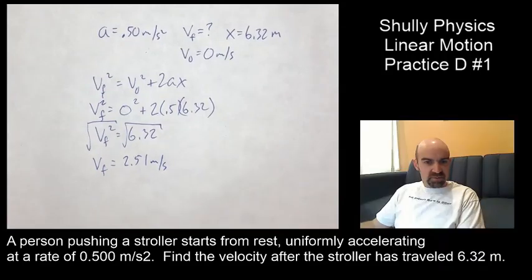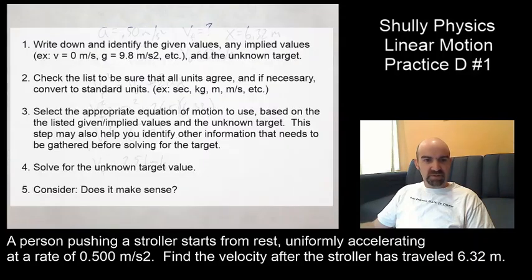There it is. And finally, we'll take a look back at our problem-solving text. We solve for the unknown. Is that reasonable? 2.51 meters per second. For a shopping cart, that's pretty reasonable. So that's the end of this one.